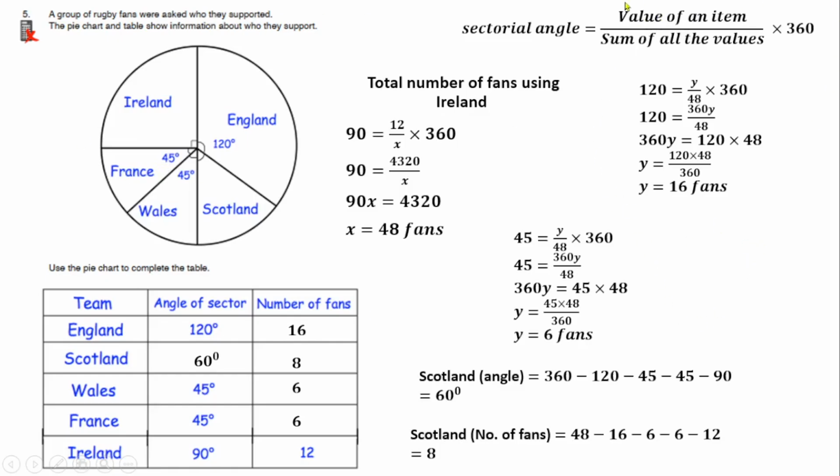So everything depends on the sectorial angle formula. If you really want to understand and be able to solve questions on the pie chart, here is more GCSE past question. Three students stand in a school election. The pie chart shows the information about the votes received by N1, Bert, and Jake. So this is the pie chart.